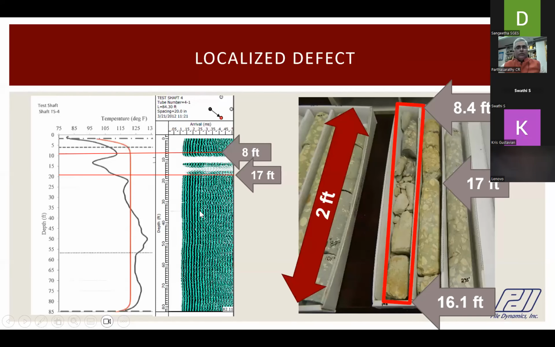So when you see a cooler temperature, and corroborate with the crosshole test, the complete loss of signal in the waterfall diagram corroborates very well. The coring data also shows there is a severe defect in the top of the pile.